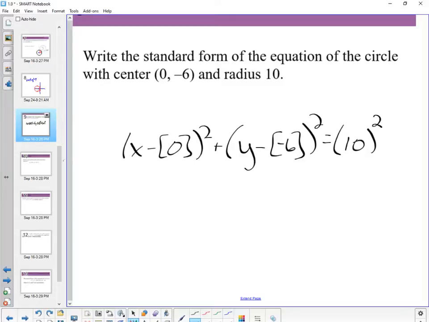So if you want to do that, that's cool. Now, x minus 0 is still just x, so that stays x squared. And then over here, I'm going to have to do the y. Negative negative makes the positive 6 squared. And then 10 squared is 100. So this is the standard form of the circle. This is the one we prefer because it's easier to find the center, go out to the radius distance, and then we're good to go.